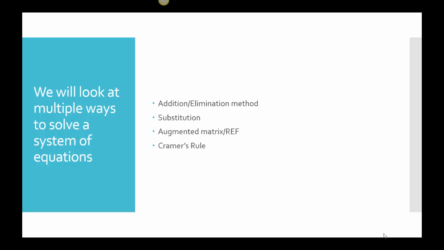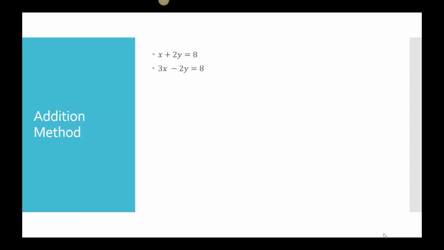do Cramer's rule. So let's start with the addition method, and I'm going to use the same equation all the way through, or a set of equations actually. So I have x plus 2y is 8, and I have 3x minus 2y is 8. So the addition method says, hey, I want to be able to add these together and make something disappear, and hey, look at it. I have positive 2y, negative 2y, so if I just go ahead and add those, I see that the y's disappear.